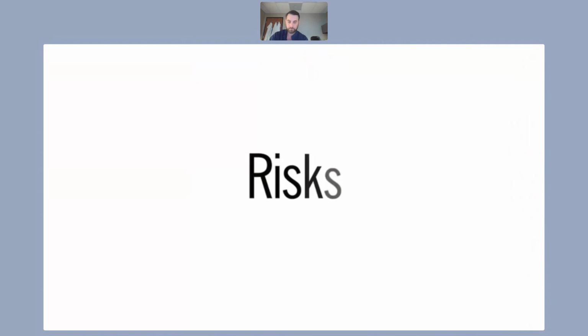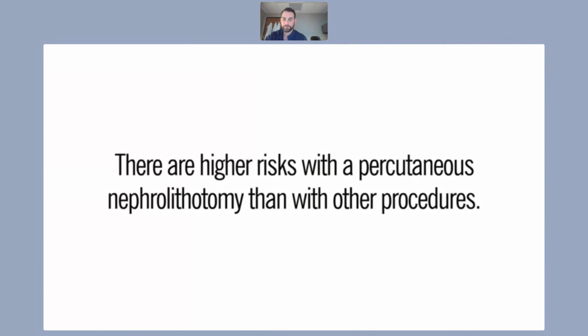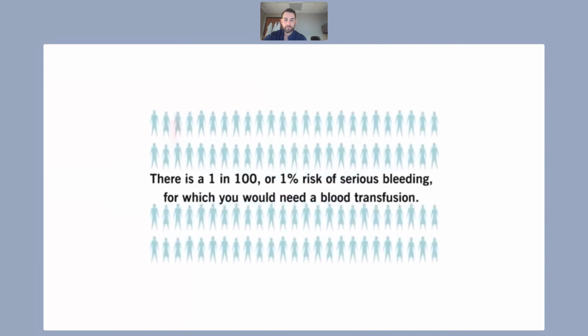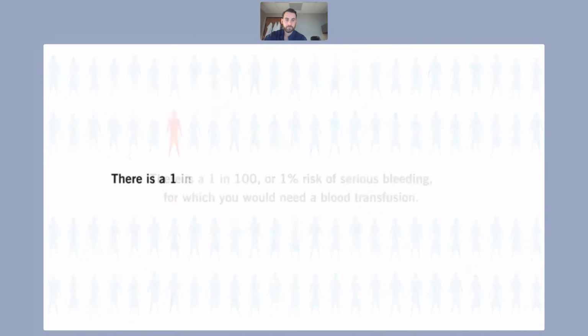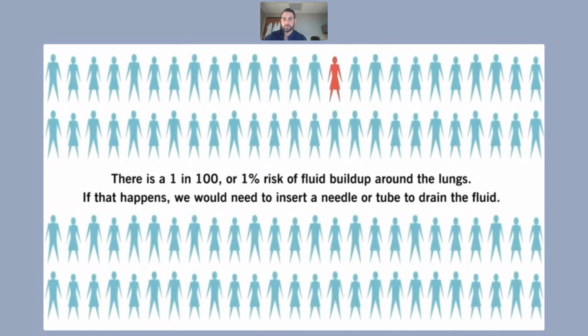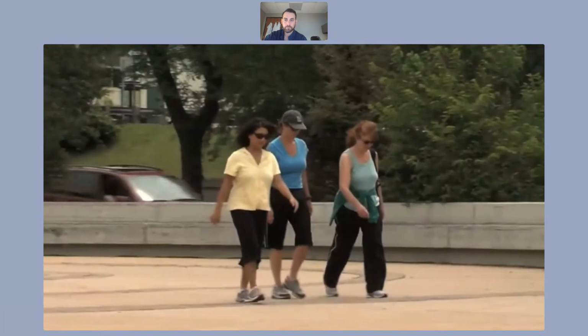These are the risks of percutaneous nephrolithotomy. There are higher risks with a percutaneous nephrolithotomy than with any other procedures. There is a 1 in 100 or 1% risk of serious bleeding, for which you would need a blood transfusion. There is a 1 in 100 or 1% risk of fluid buildup around the lungs. If that happens, we would need to insert a needle or tube to drain the fluid. And there is a small risk of sepsis, which is a serious infection. You can usually return to your normal.